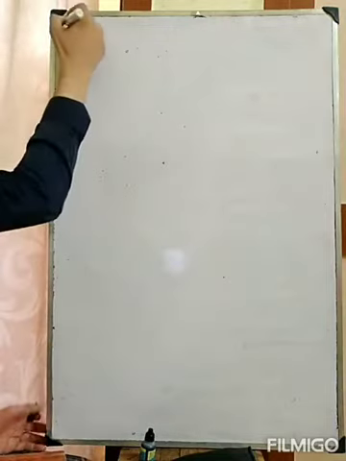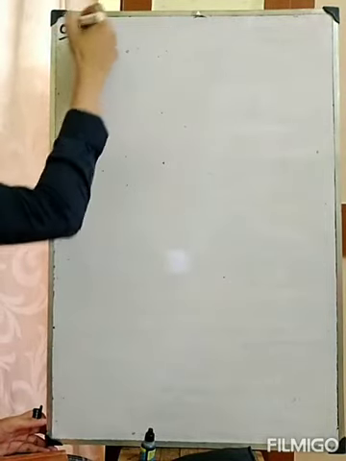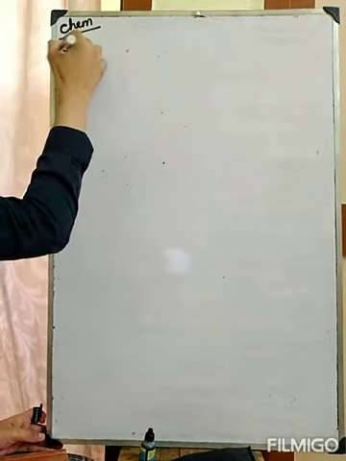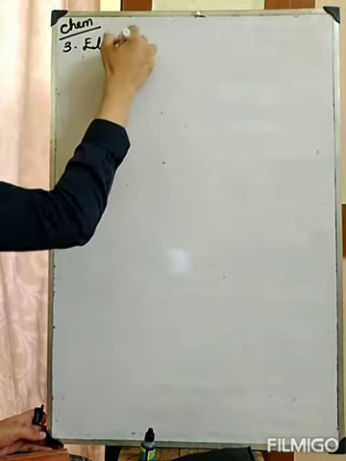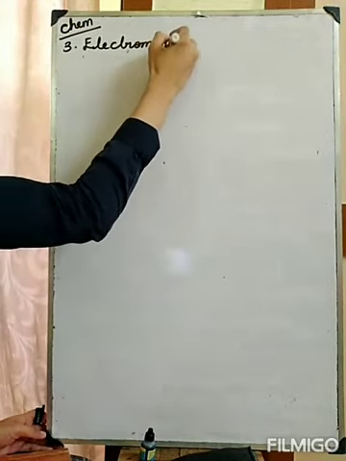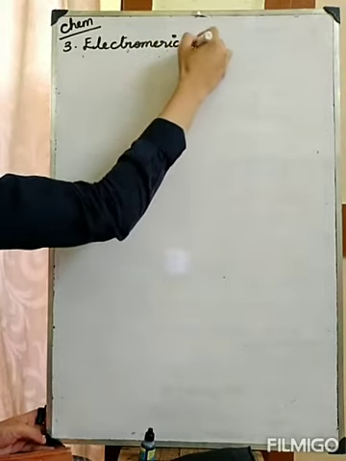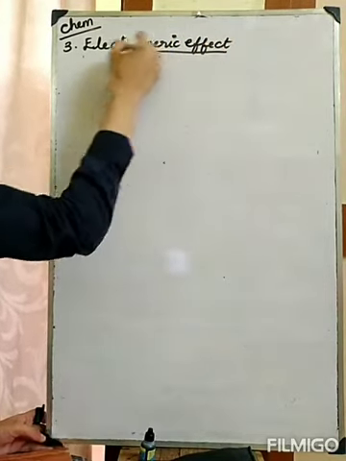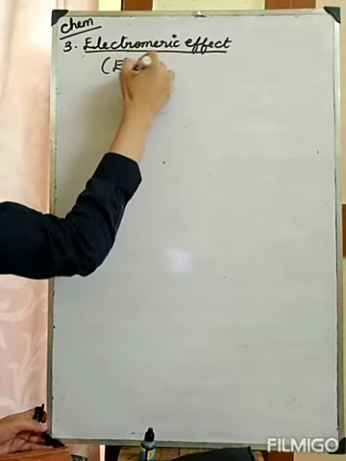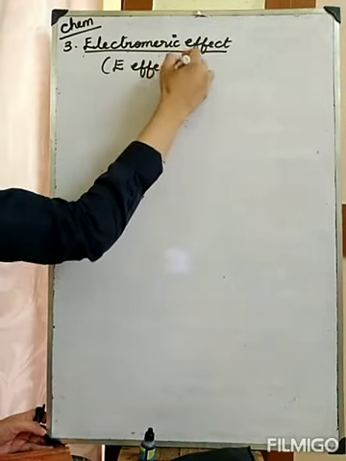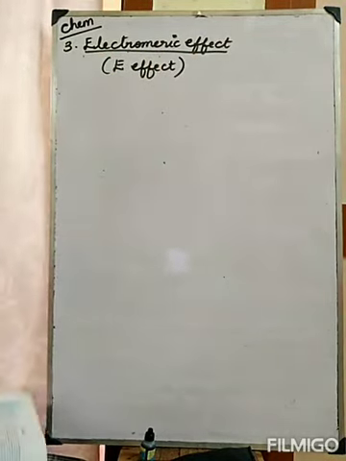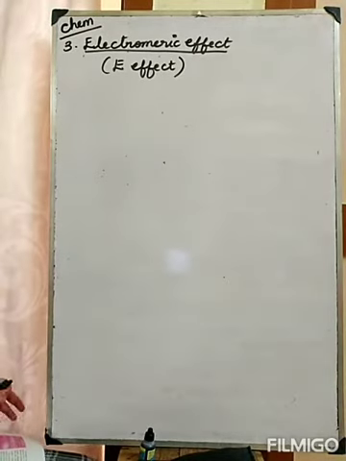Continue with our chemistry chapter. We already completed resonance effect and inductive effect. Today we are going to study about the electromeric effect. Electromeric effect, it is also called as E effect. So what is this electromeric effect?